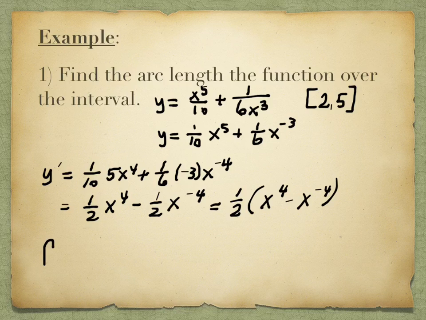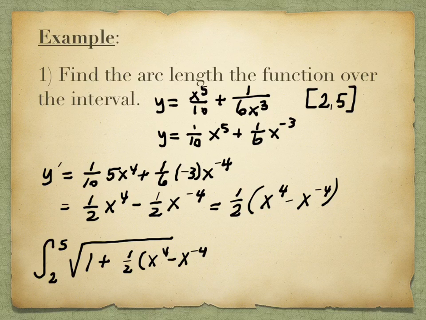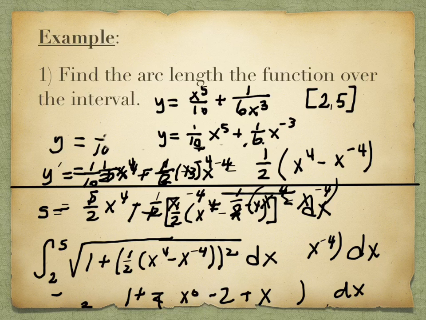And then we're ready to set up our integration. So our integration is going to go from 2 to 5, and it's going to be the integral of the square root of 1 plus 1/2 times x to the 4th minus x to the negative 4th, all of that squared, including the 1/2, and then dx. So as we're working with this particular piece, we want to take a look at how we go ahead and square that component of what we have.